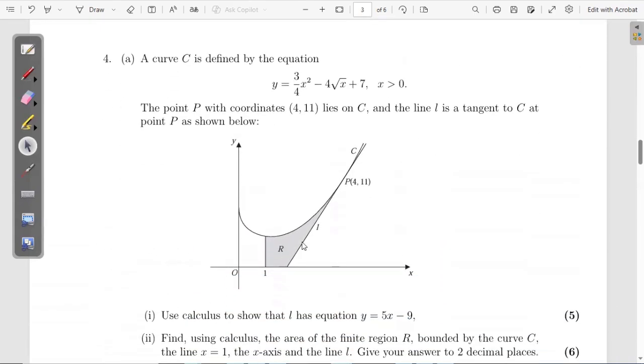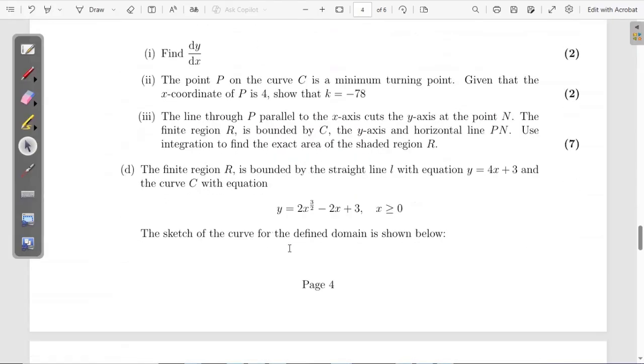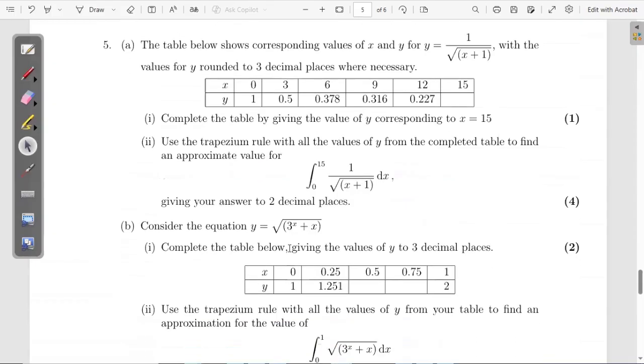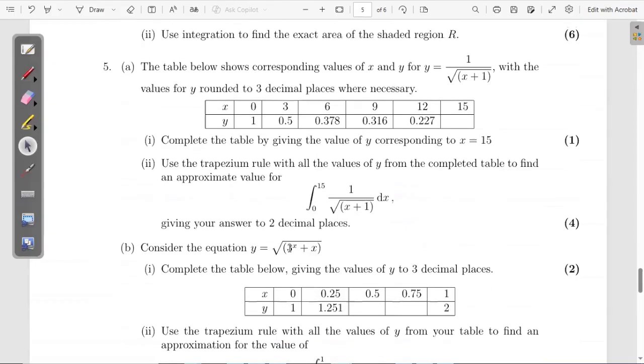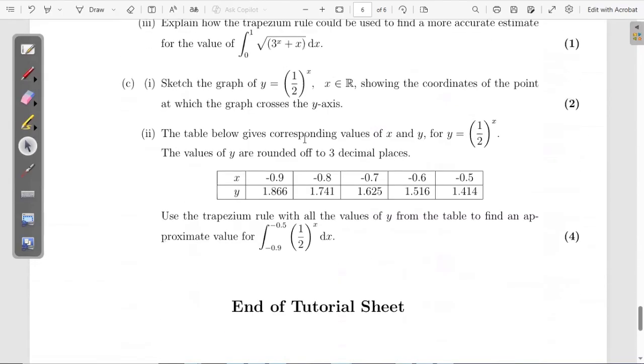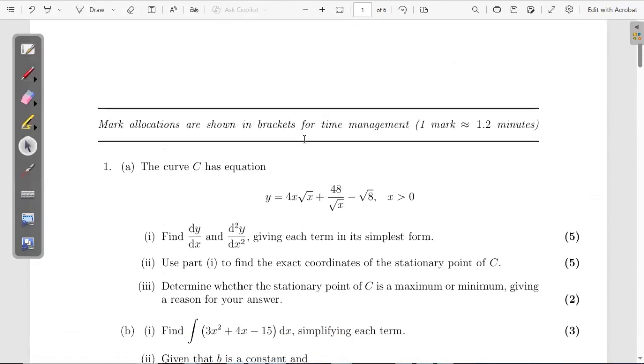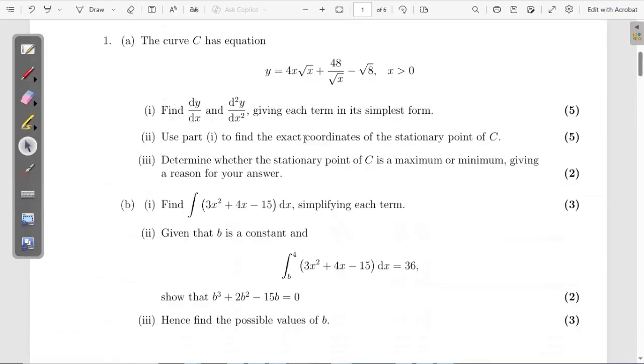Yeah, so these are the ones where you're finding the area of a region. So we're going to solve all these questions here. And at the end, we're going to know everything about integration and differentiation that is required for us to pass the exam. Okay, so here that's where we're going to be using the trapezium rule. All right, so let's start solving from question 1.